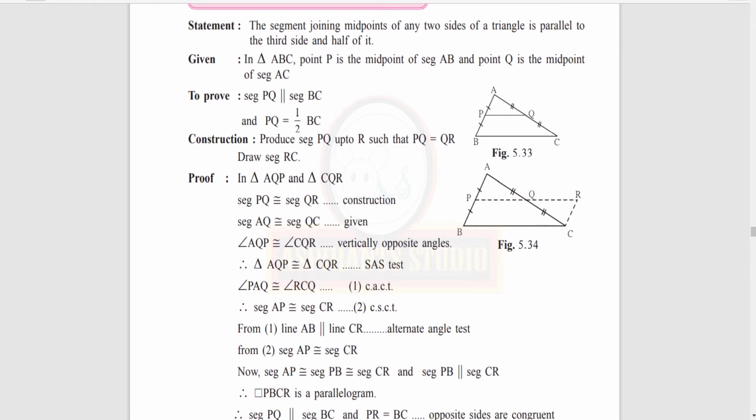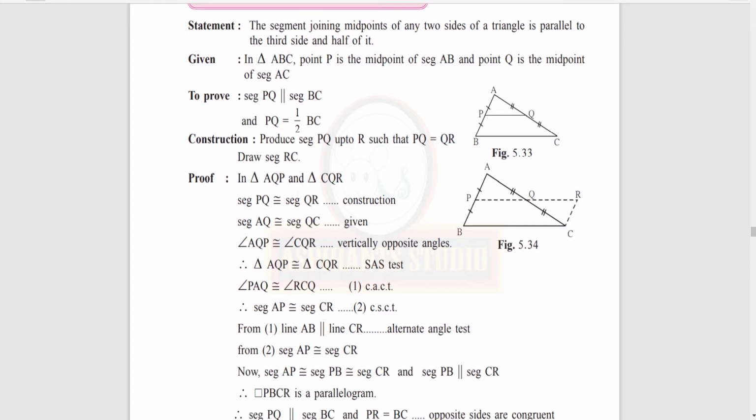Now you have angle PAQ is congruent to angle RCQ by equation 1. Now you can apply the alternate angles test and say that line AB is parallel to line CR because these two angles are alternate angles, and alternate angles are congruent here. So we can apply the alternate angles test and say the lines are parallel. Line AB is parallel to line CR.